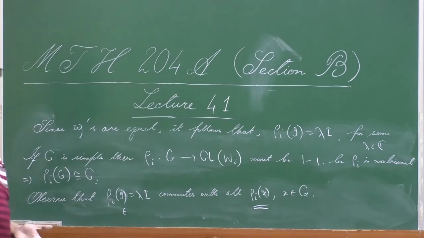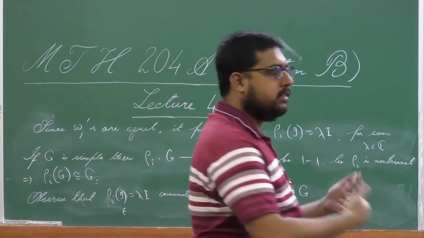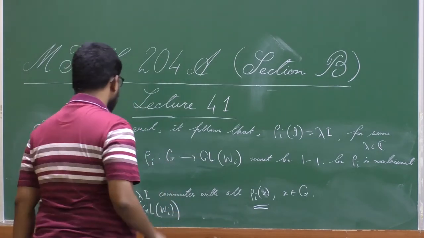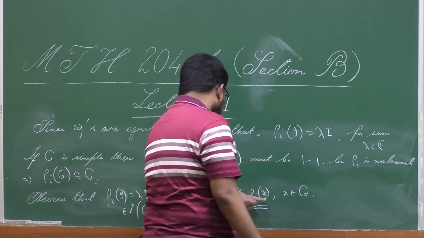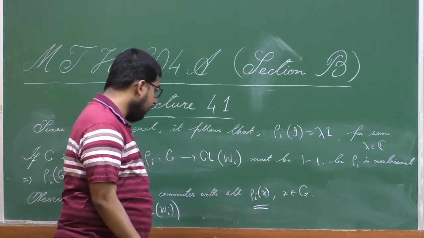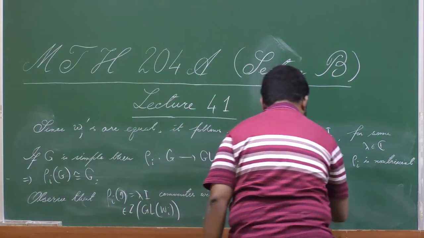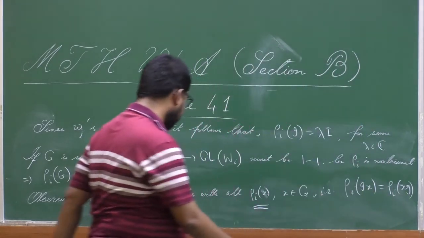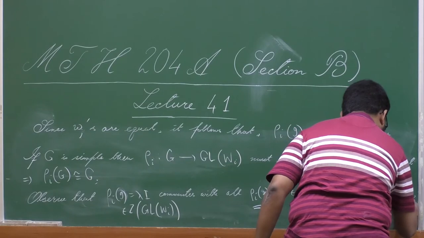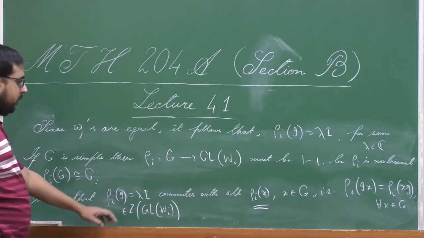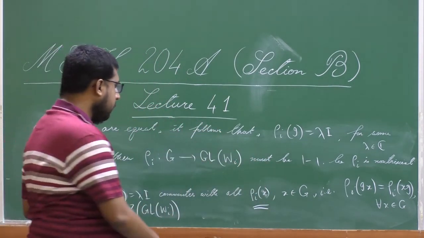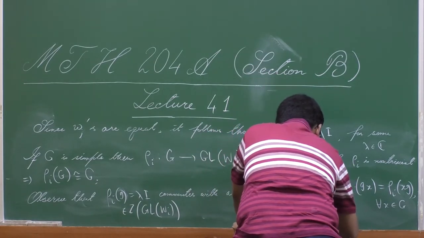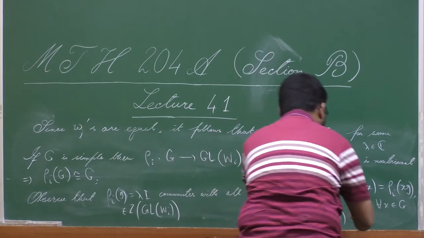In one of the previous assignments, we have determined the center of the general linear group. So, this lies in the center of this general linear group, right? Therefore, this commutes with all rho_i(x), right? That is, rho_i(gx) is rho_i(xg), for every x. So it's almost now done. Since this is in the center, it will commute with every element of the image. So therefore, in particular, this rho_i(g) lies in the center of the image as well.